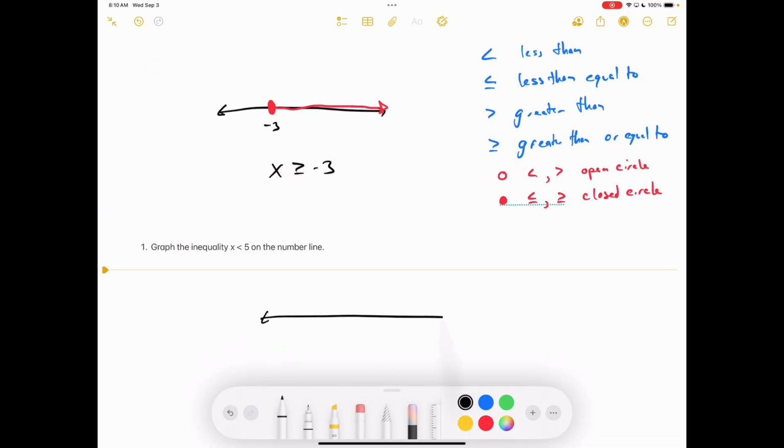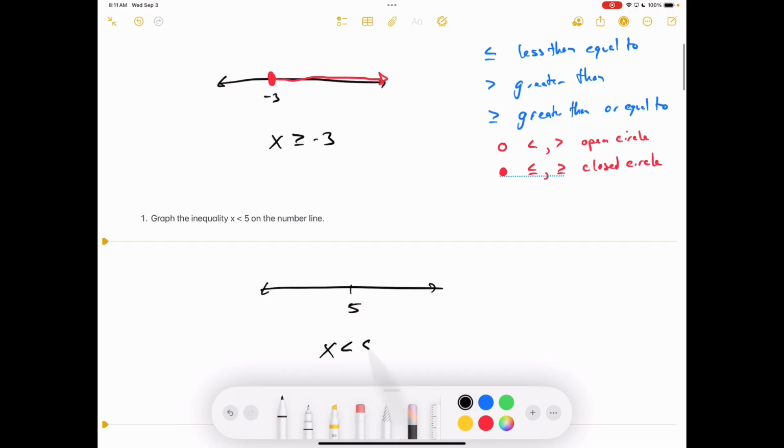Like I said, most of y'all can do these pretty fast, but there's something that comes in just a second that I want to make sure we get good. So x is less than 5. Again, the variable's on the left, so the arrow's pointing to the left, so the graph's going to go to the left. It is an open circle this time because it's just less than. That means you can choose any number less than 5. It just can't be 5 because it doesn't equal 5.